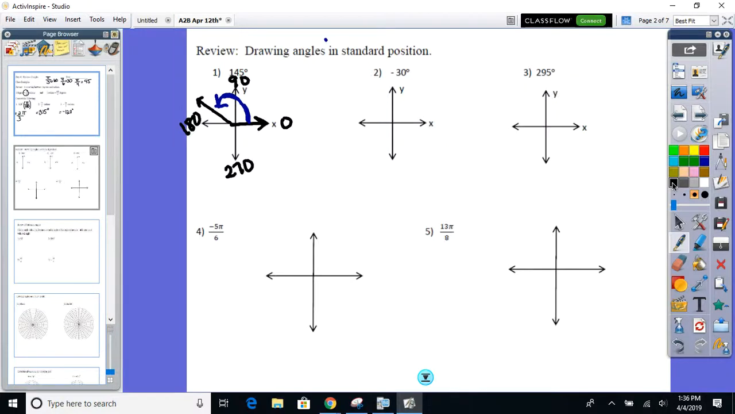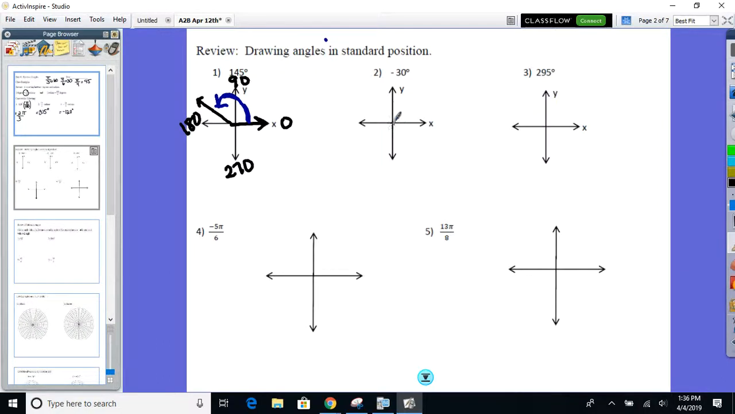Negative 30, now we're going clockwise. Negative 30, what quadrant? 4. Closer to 0 or negative 90? 0. And the rotation arrow going clockwise. 295. It's a fun game here. 4. Closer to 270 or 360? 270, but we're going to get exact today. No more of this in the ballpark. Rotation arrow.